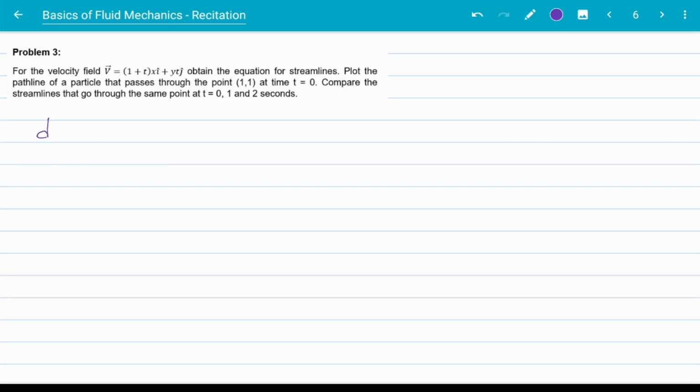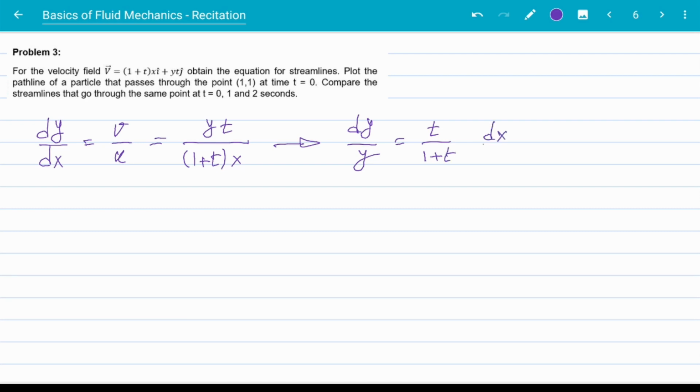Again, dy over dx is small letter v over small letter u, which for our case is yt over 1 plus t x. Play with the equation, I get dy over y is t over 1 plus t dx over x. I'm just keeping all the t terms on one side of this equation. You don't need to do it. I'm just doing it for convenience.